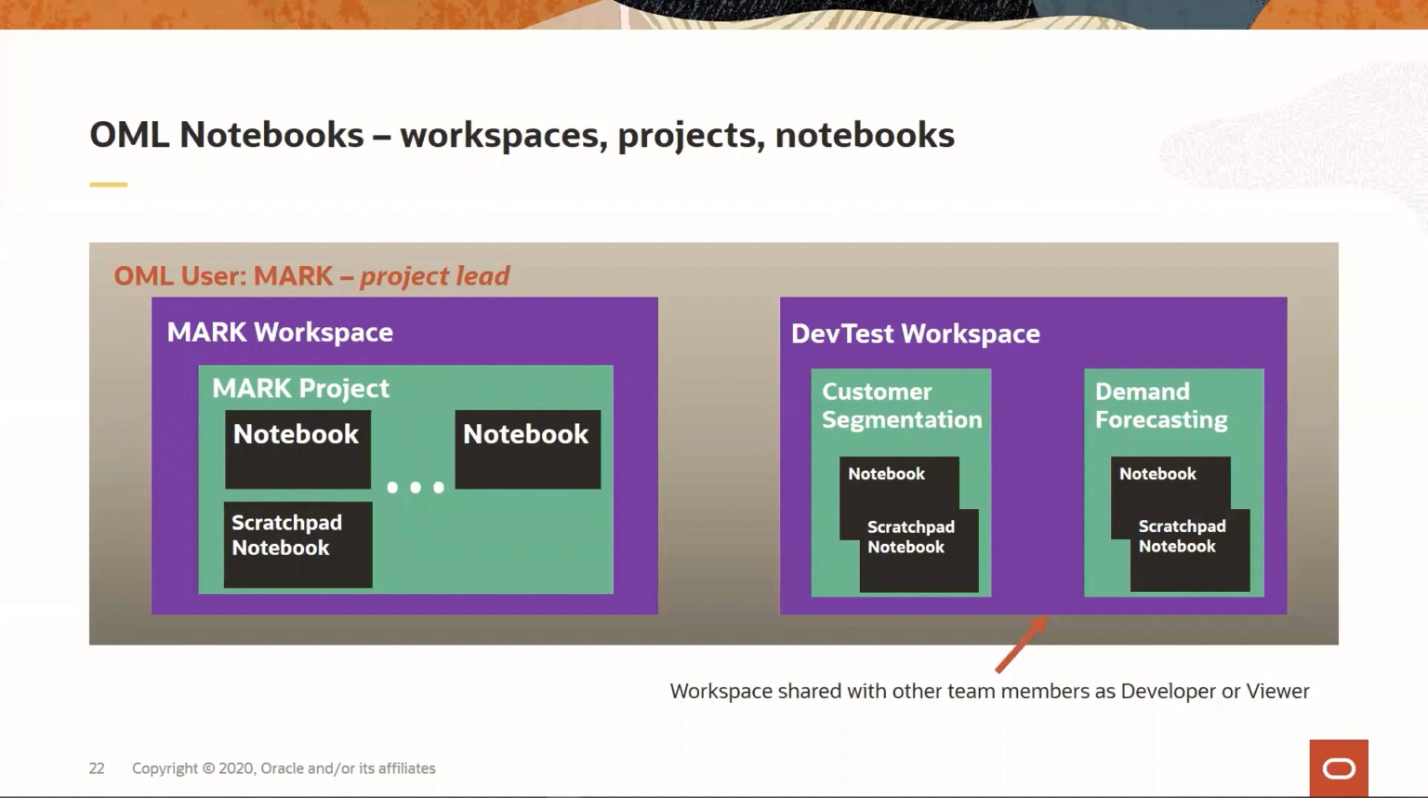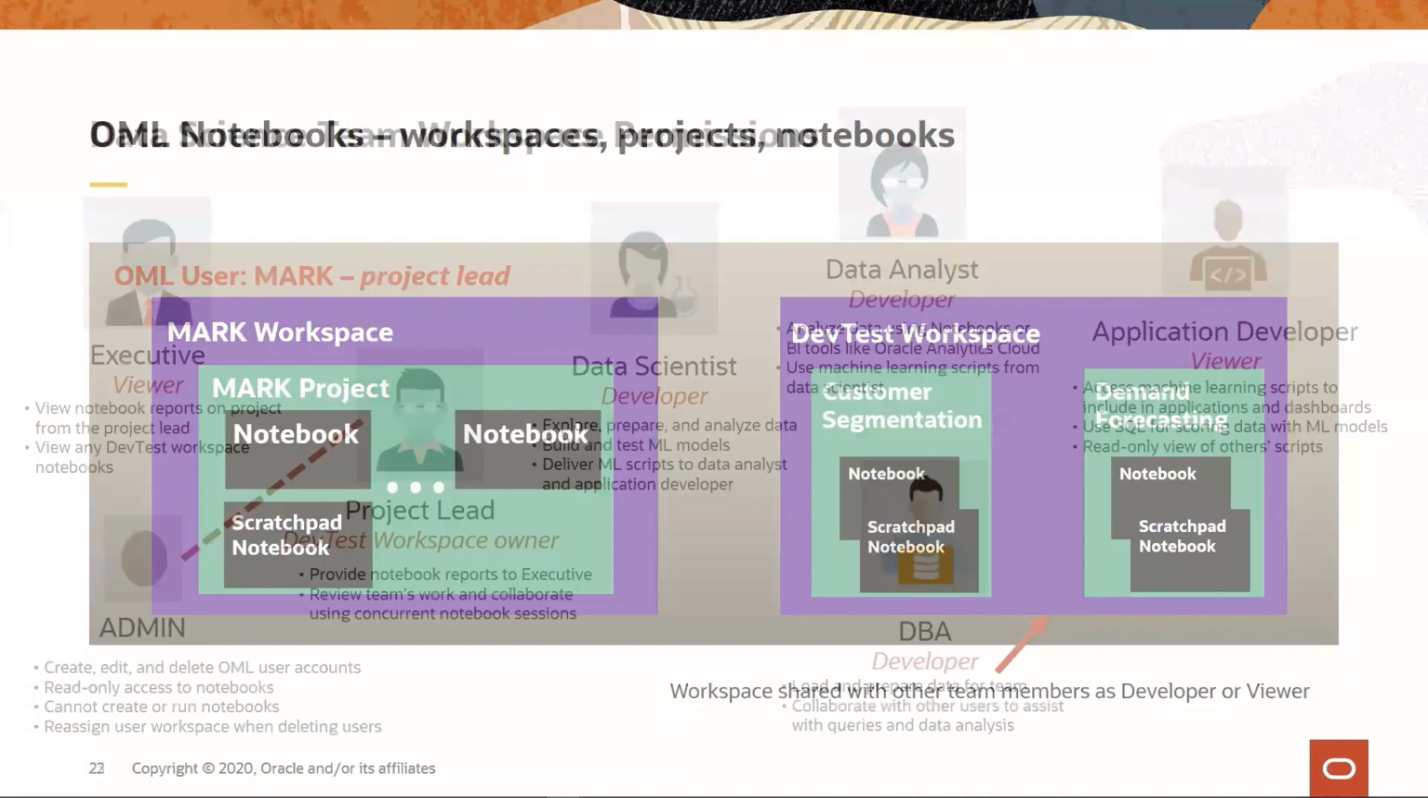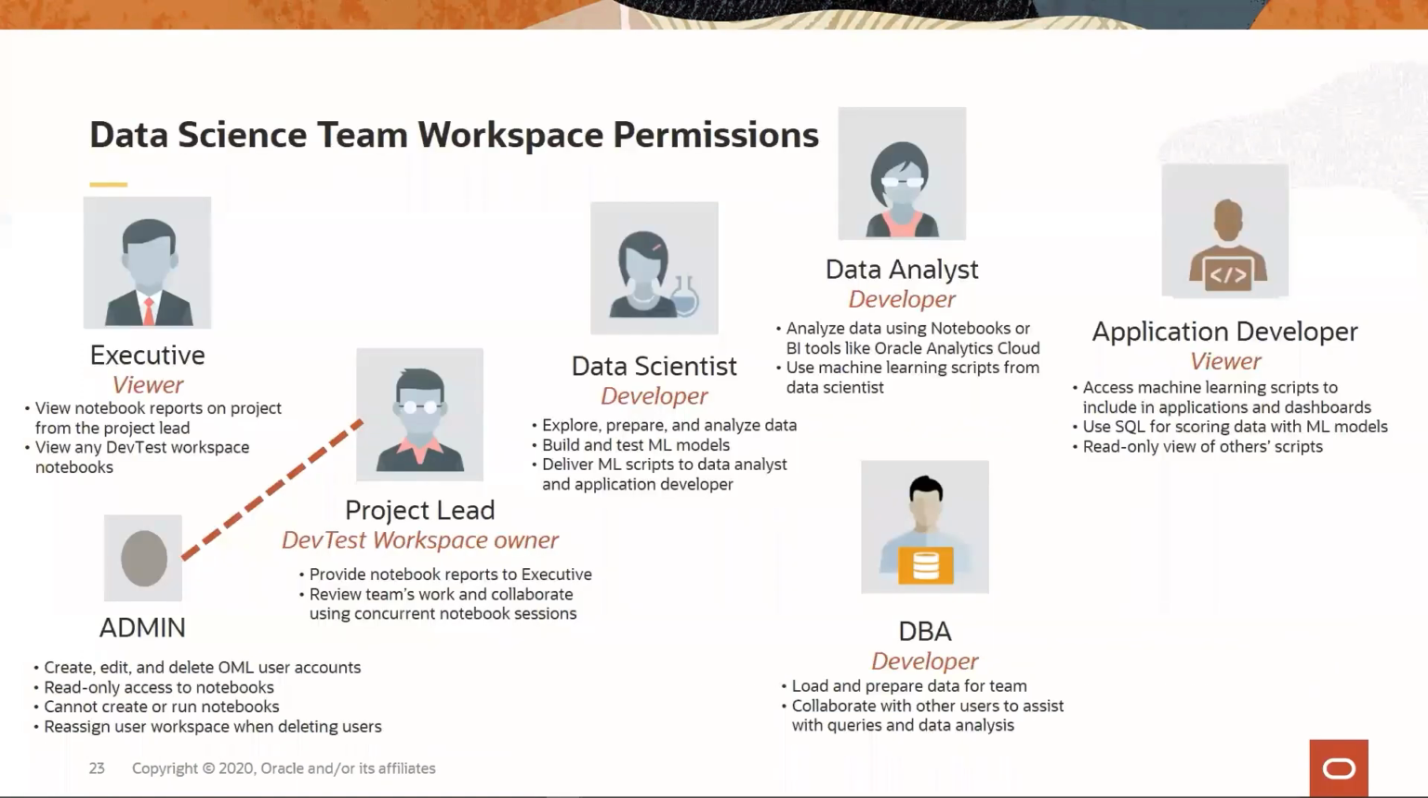We're going to use that really as a demo vehicle just to illustrate some of the behavior of notebooks in general. So the workspace is the unit that is shared with other team members, either as a manager, developer, or viewer. We're going to focus on the developer or viewer side as we go forward. So if we look again at our team, our data science team, and the workspace permissions, our executive really only needs to be a viewer. You know, he can go in and view the notebook reports that are produced by the project lead and view any of the DevTest workspace notebooks that are shared there.